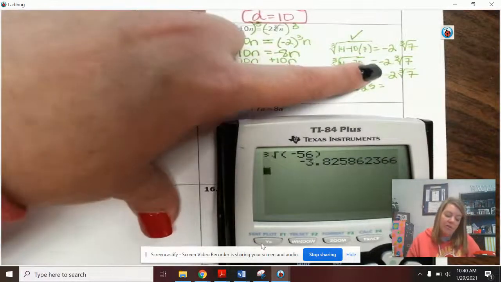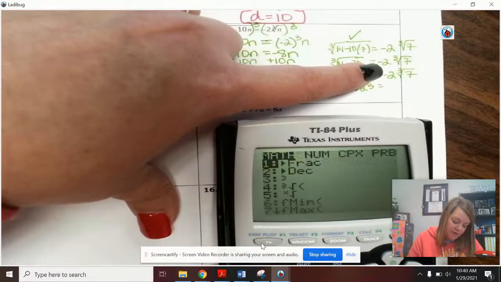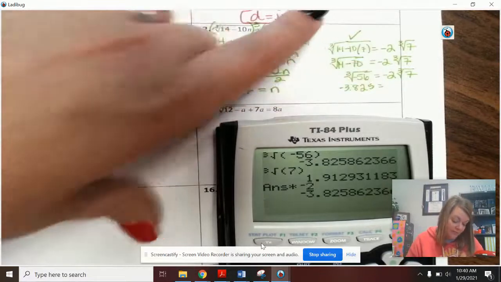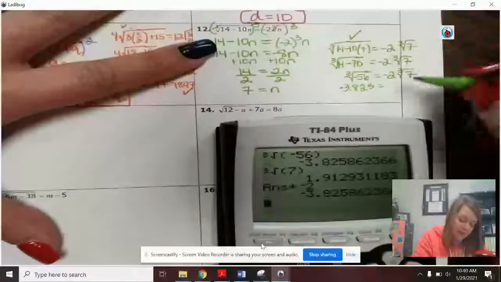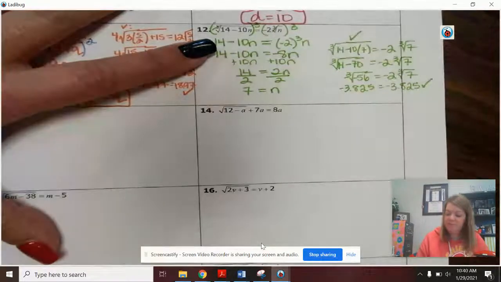Now on the right-hand side, I've got the cube root of 7. So let's do that first. Cube root of 7. And then multiply it times negative 2. Negative 3.825. I got the same thing. So this one checks.